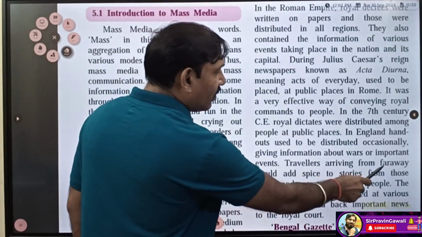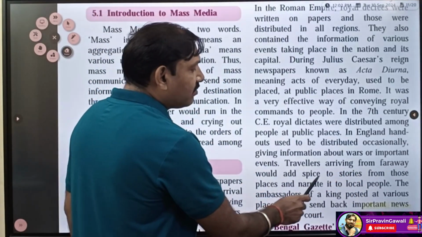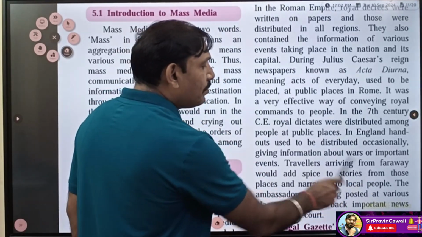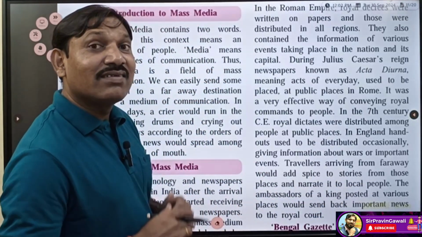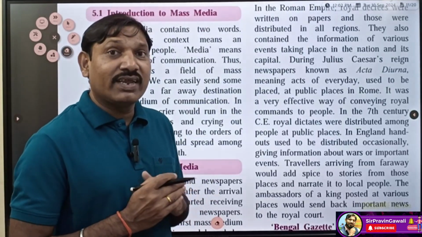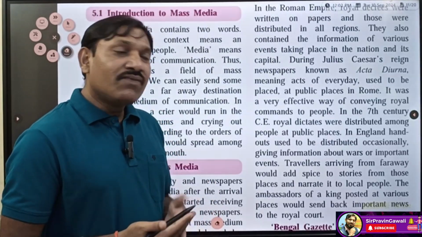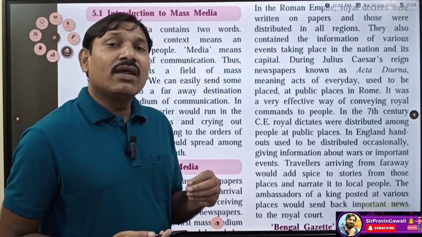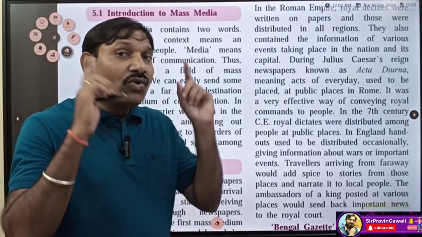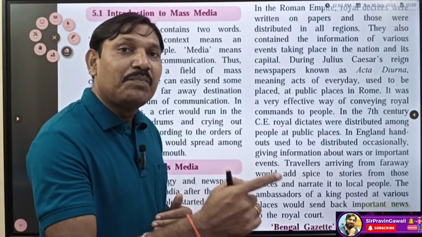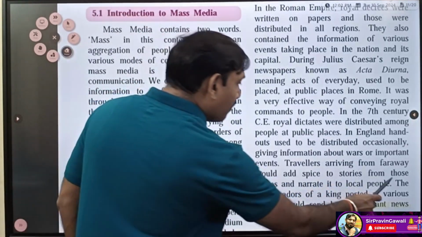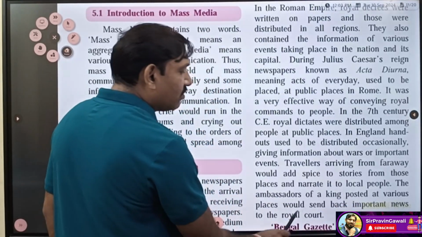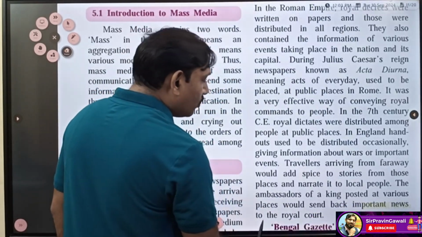Travelers arriving from far away would add spice to stories from those places and narrate them to the local people. Now, this is also a very interesting way to communicate with the people or share the news. For example, if a traveler returns back to the country, then the traveler used to share his knowledge and information with the people. Okay, students, see now, the ambassadors of the king posted at various places would send back important news to the royal court.